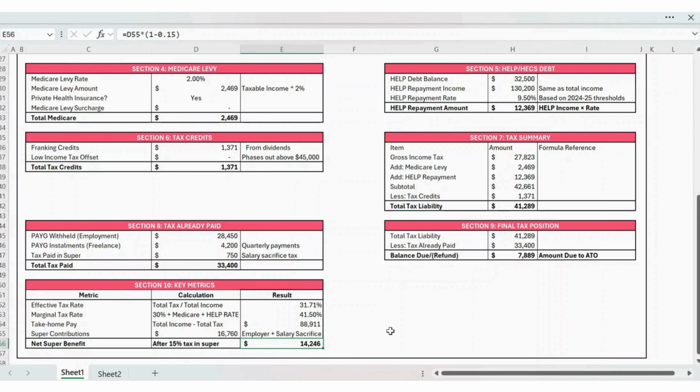Conclusion and wrap-up. And there you have it, a complete tour of a powerful tax planning tool. This Excel file models the entire Australian individual tax system: income, deductions, progressive brackets, Medicare, HELP, offsets, and credits. The beauty is its flexibility. You can plug in your own numbers, adjust deductions, and instantly see your estimated refund or bill. Remember, this is for education. Always consult a qualified tax professional for personal advice.